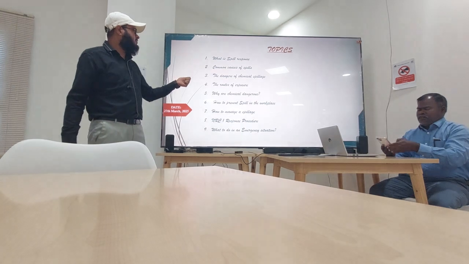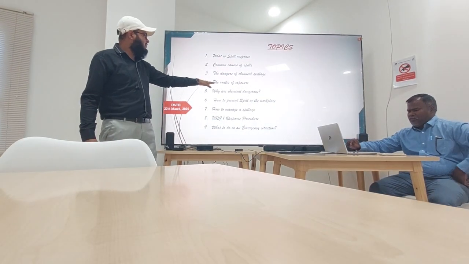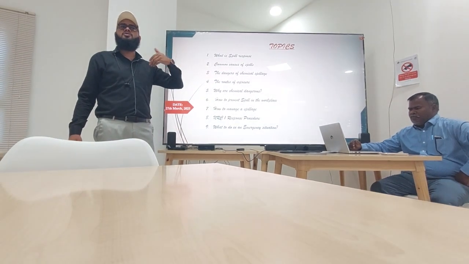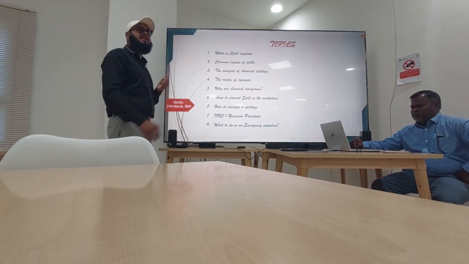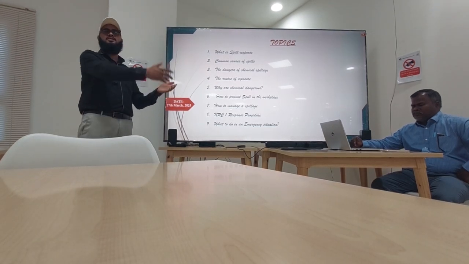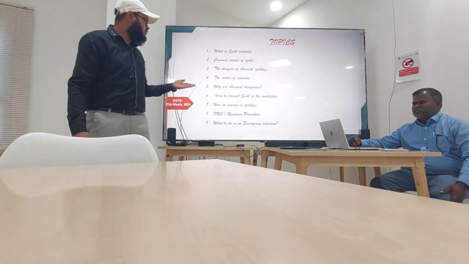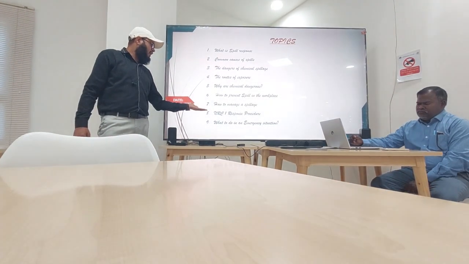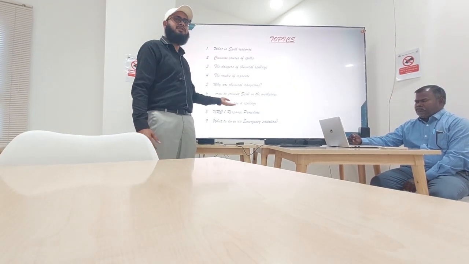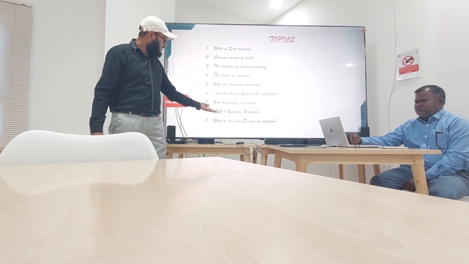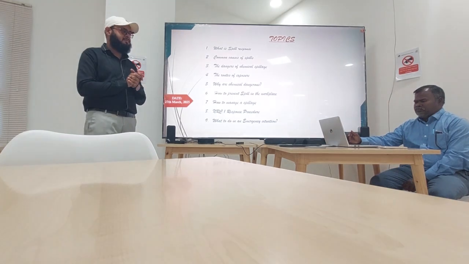Then what are the dangers when we are dealing with chemical spillage if it is not properly handled. Then what are the routes of exposure, how it will go into your body. Then why chemicals are dangerous. Then how to prevent spills in any workplace. Here, if you are working somewhere, how you should contain and handle the situation. Then how to manage a spillage. Then what the procedures are here in our NC1. In RC1 we will discuss in a very short view the response procedures, and at the end what to do in emergency situations.